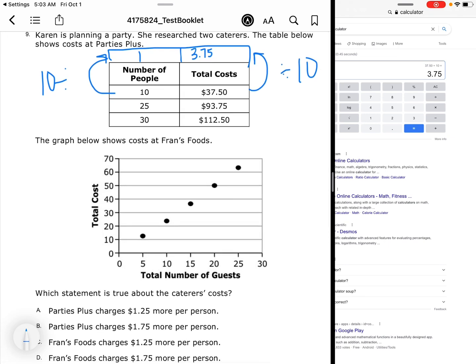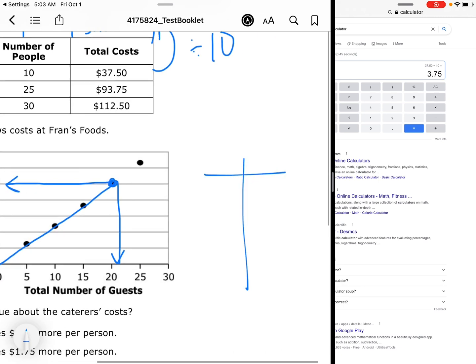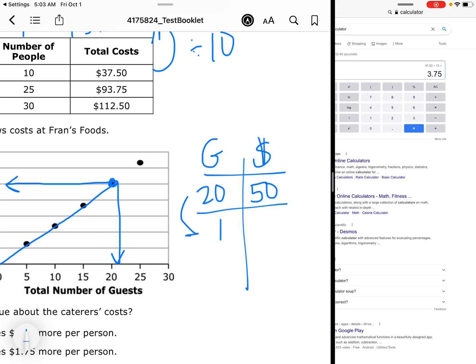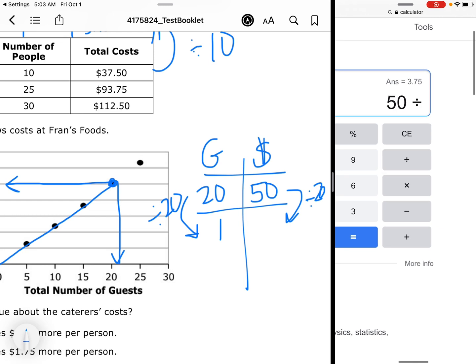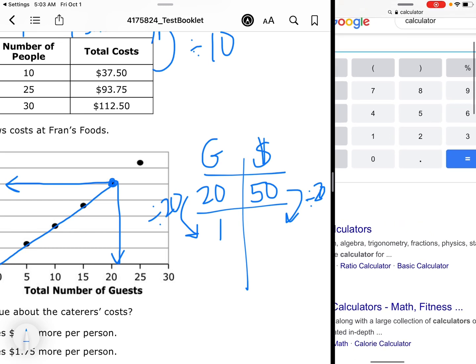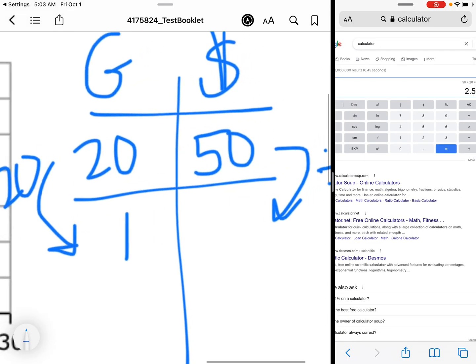So I need to find what it's going to be for 1 person here. So I want to look on my line until I find a point where it's exact. So 20 guests is going to cost $50. I want to figure out what one guest is going to cost. So I divide by 20. So 50 divided by 20, and I get $2.50.